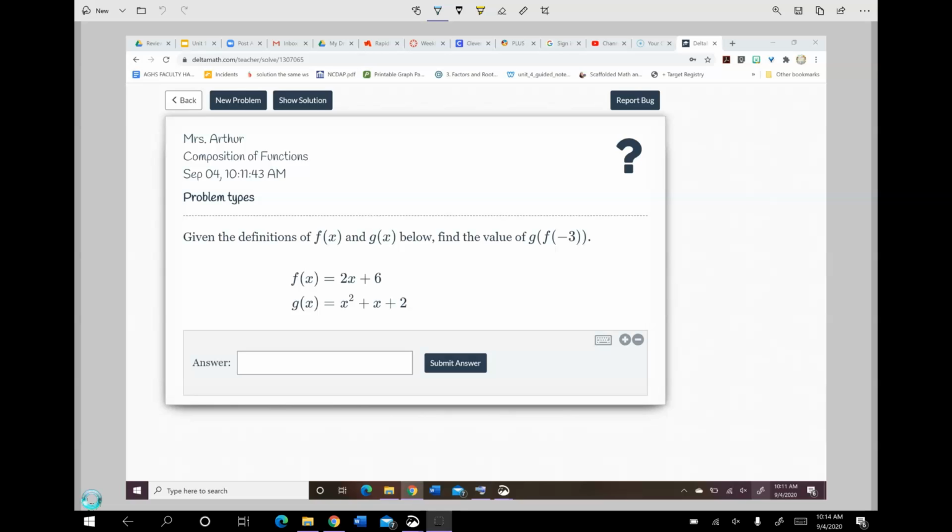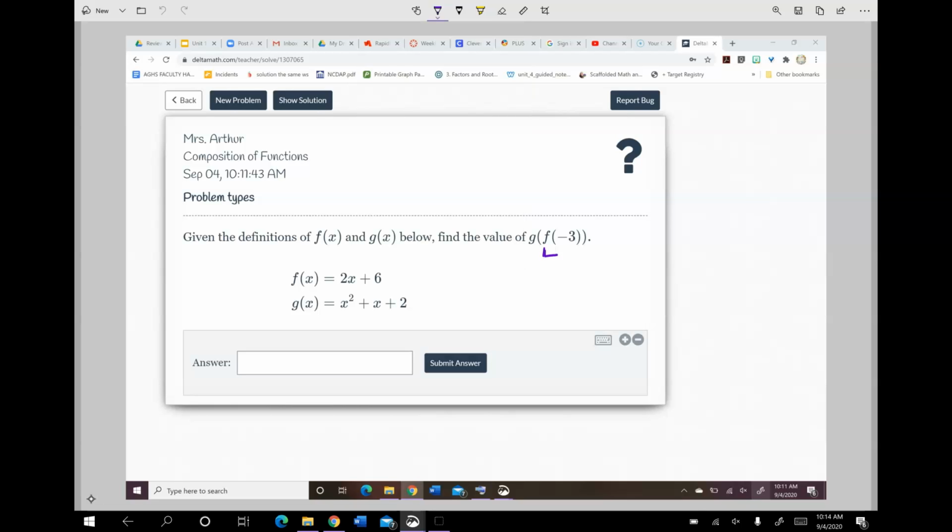So I'm first going to do evaluating with a composition of function. Let me make sure I have my calculator so I don't mess up. And you guys can use Desmos as your calculator if you're at home. Okay, so evaluating composition of functions, you work inside out. So we're going to work on the inside first.